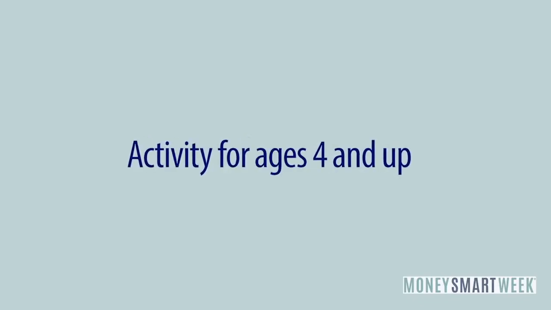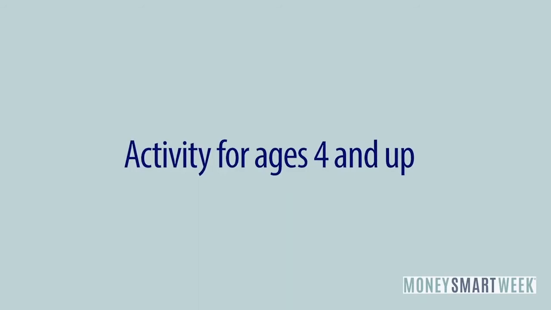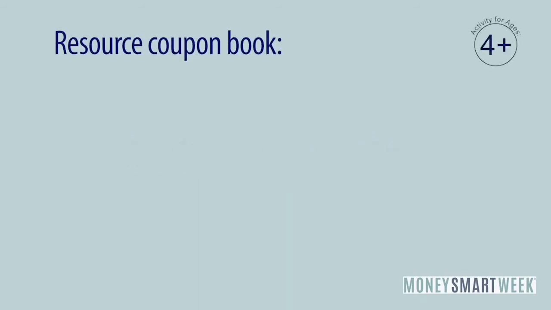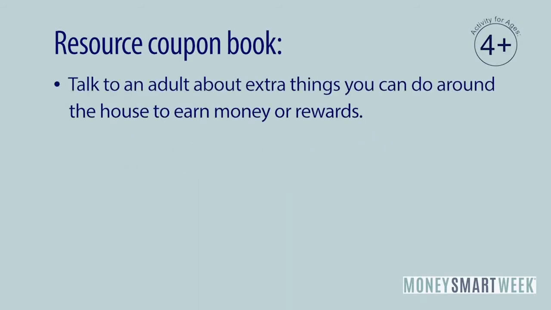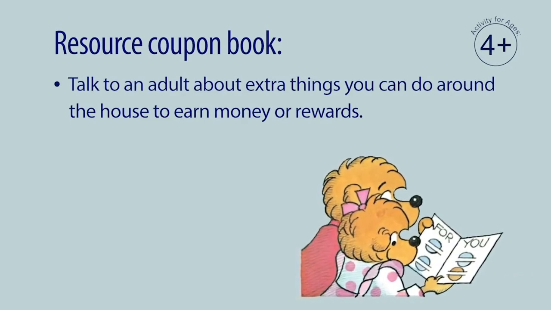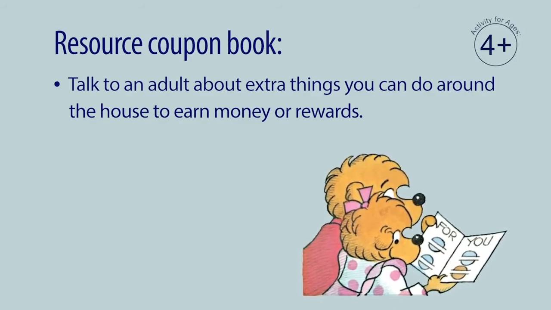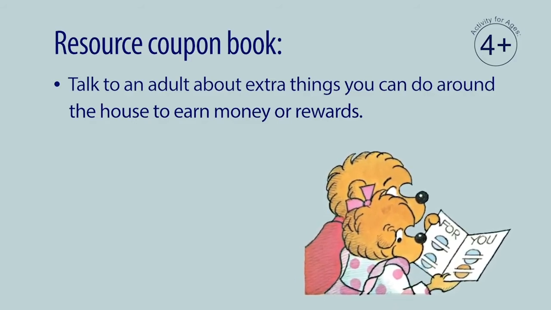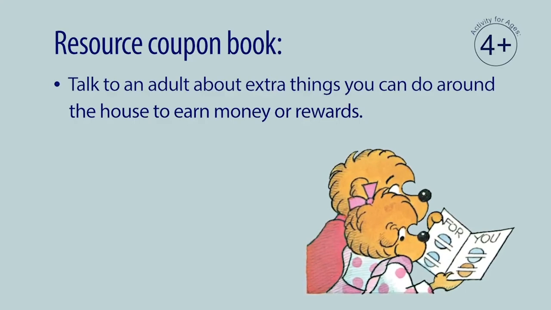Our first activity is for ages 4 and older, and you'll need to have an adult present to help you with the activity. Talk with an adult about jobs you can do around the house. These jobs can be small daily chores or larger projects. Maybe it's setting the table for dinner, or clearing up afterward, or collecting the mail when it's delivered.